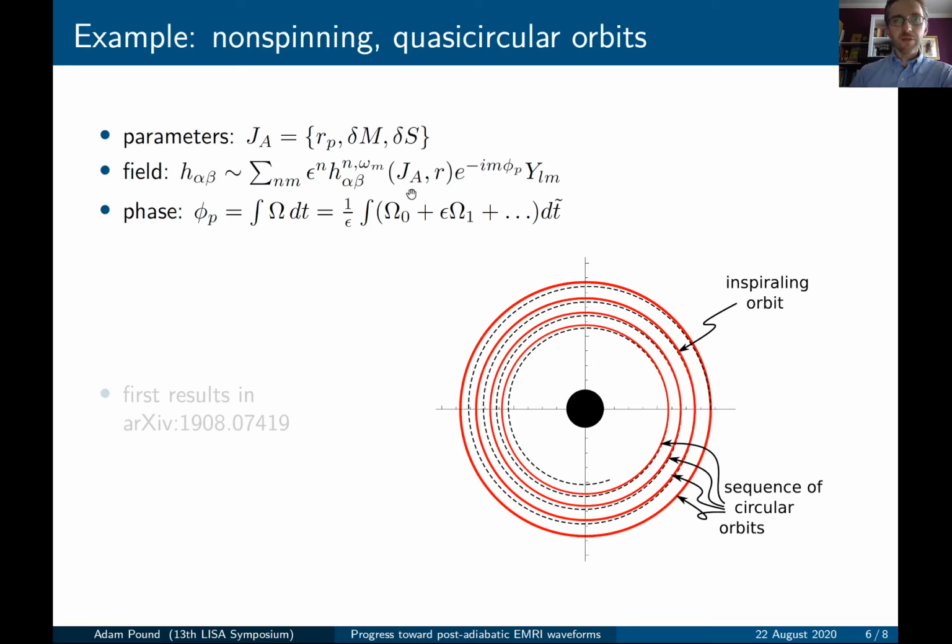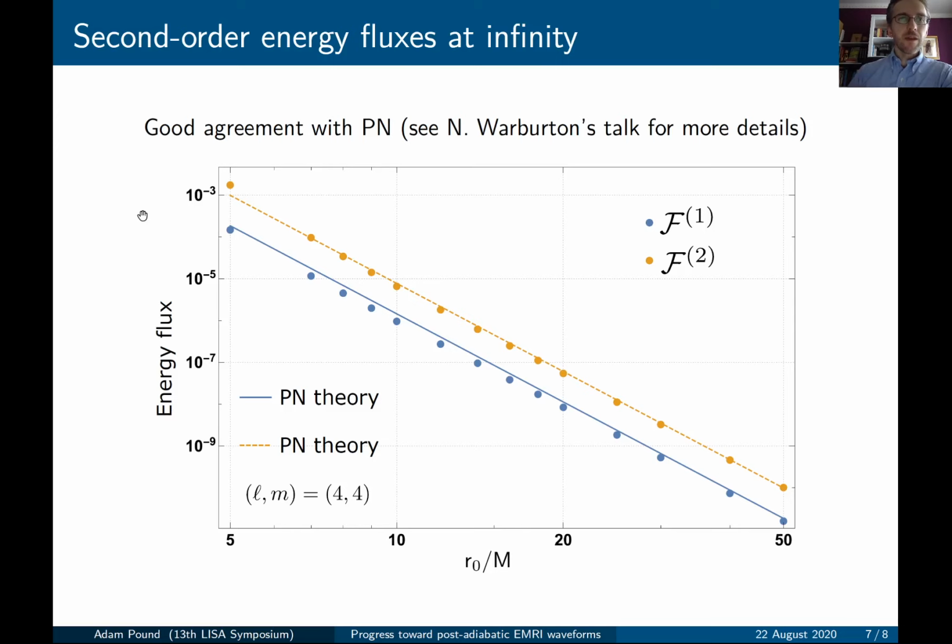Then in the two-timescale ansatz for the field, we now only have one phase, which is the azimuthal phase of the motion around the big black hole. And that's just an integral of the azimuthal orbital frequency. Now, we published some results for this system last year in PRL, the arXiv number here. That was not a full waveform. That was the binding energy of the system, which is a bit easier to compute than the waveform, although in some ways actually harder. Since then, we've gone ahead towards getting a full waveform. So as an intermediate, we've calculated second-order energy fluxes at infinity.